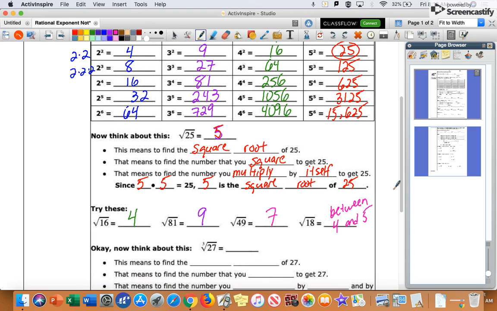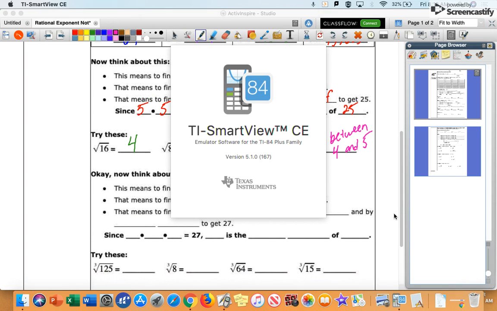So we have these perfect squares that work out to whole numbers, but then we also have square roots. And we'll eventually be learning how to simplify a square root. But if you type into your calculator the square root of 18, in fact, maybe we'll do that in just a second here. If I open up the calculator, we'll see how close we are to 4 or 5.